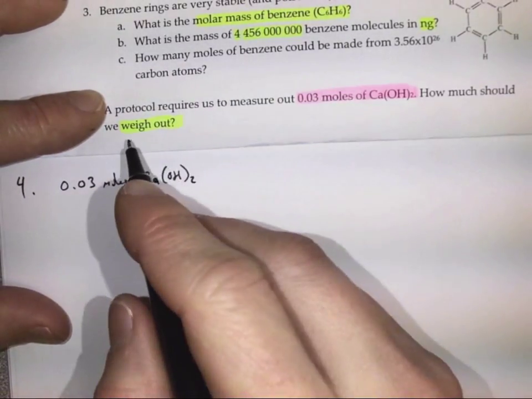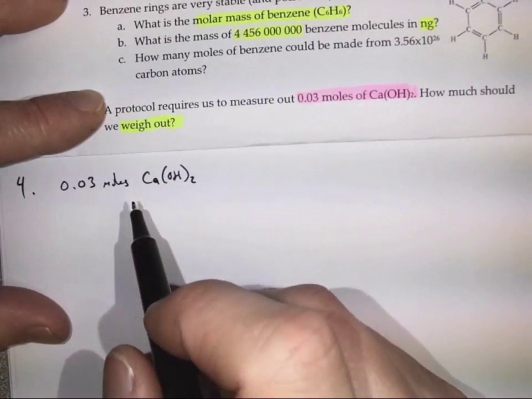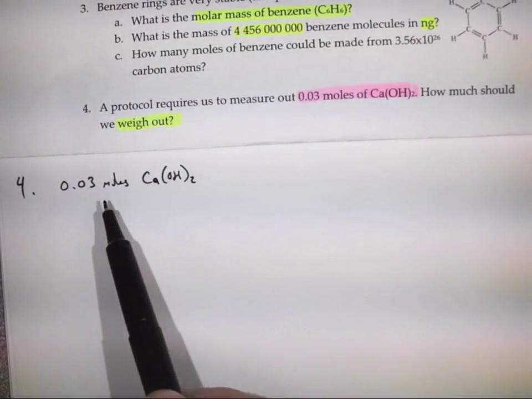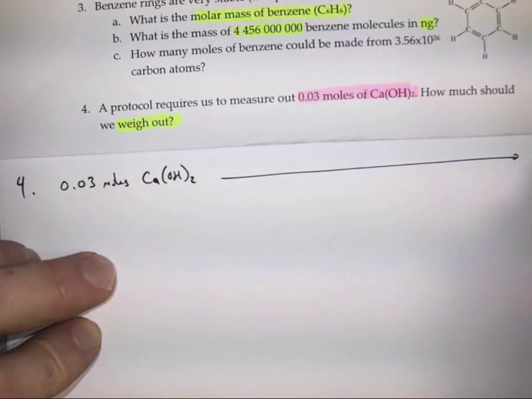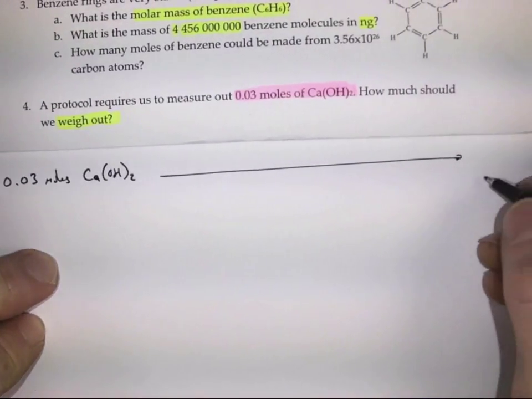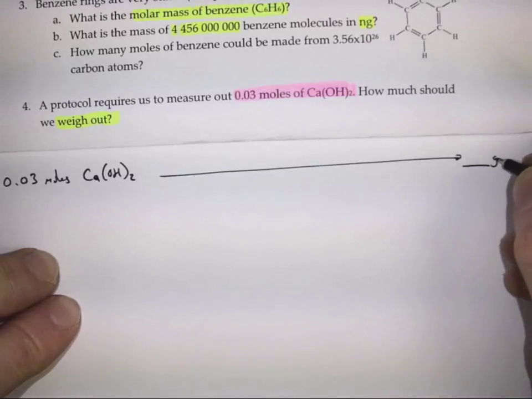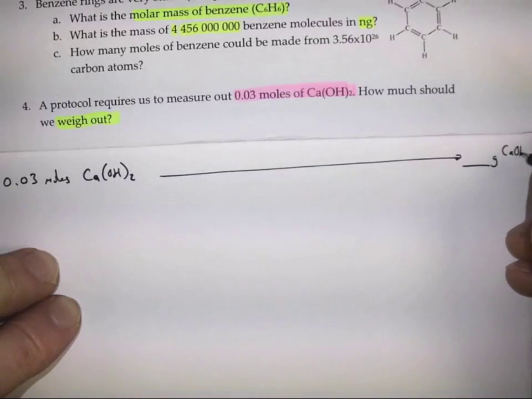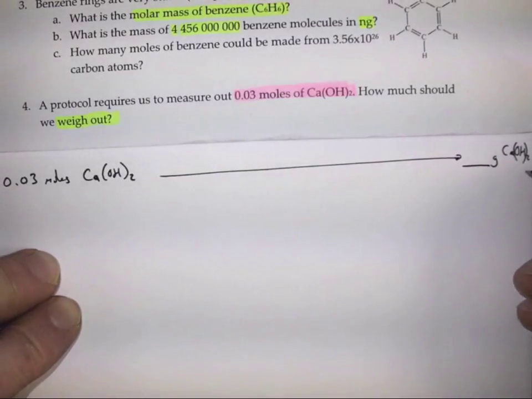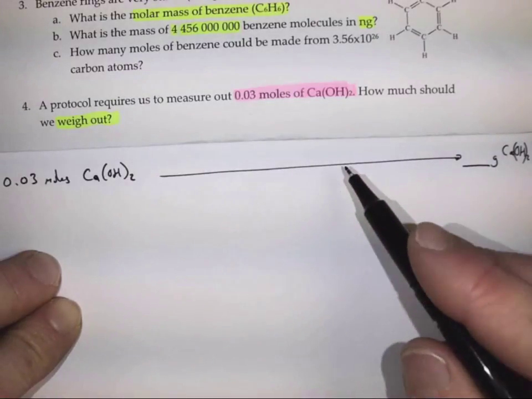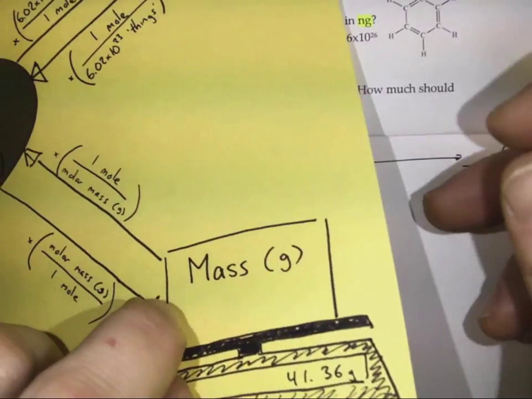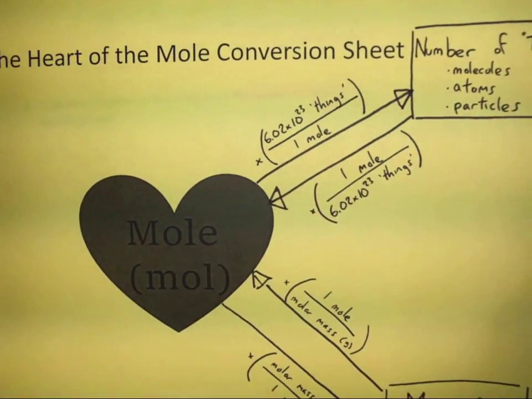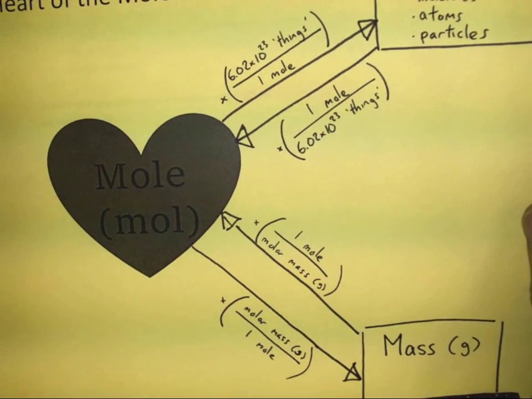And we want to know what mass we should weigh out. Okay. Well, if we know how many moles we have, and we want to get to the number of grams of calcium hydroxide, well, to do that I'm going to need to do some sort of conversion factor. So let's find out how we do that. Well, let's look at our handy mole conversion sheet.